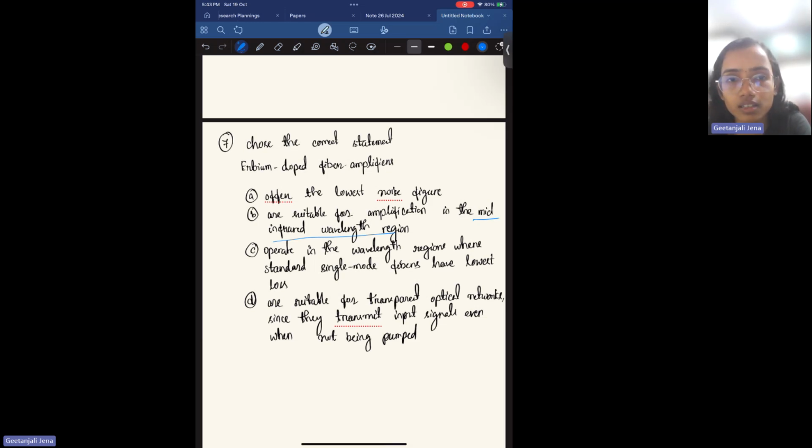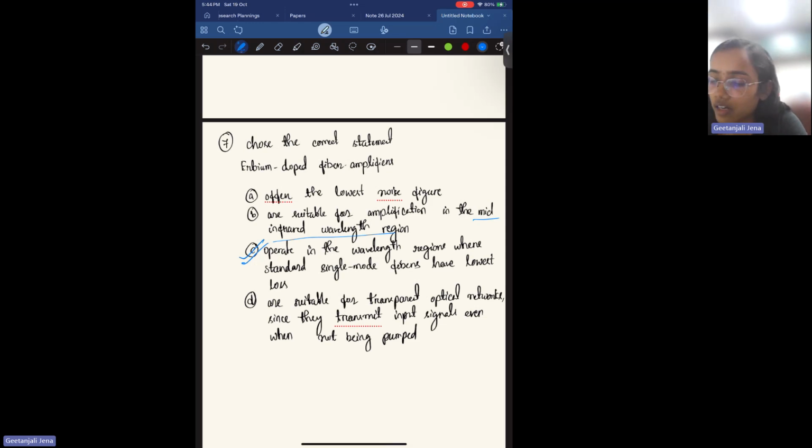This means these erbium doped fibers operate around the near infrared region. Sorry, C is correct because they operate in the fiber. I got confused between B and C. So C tells operates in the wavelength region where standard single mode fibers have lowest loss. Standard single mode fiber have lowest loss around 1550 and erbium doped fibers are used around that frequency only. So the correct statement is option C.